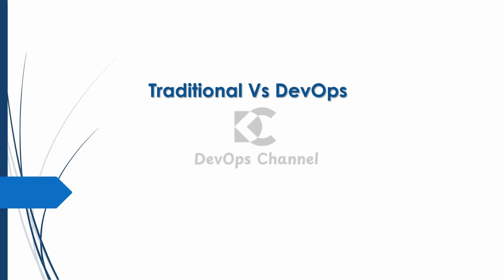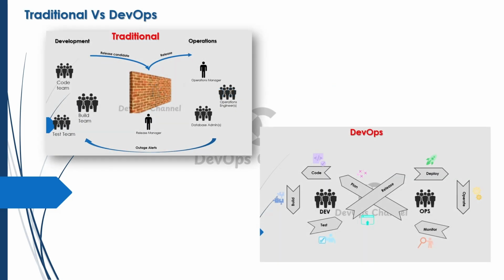Hi friends, now we have some info about the term DevOps, and also, with the help of an example or diagram, we have seen how it is different from traditional, right? Now let's understand the key differences between these two methodologies. Okay, now we have seen this.